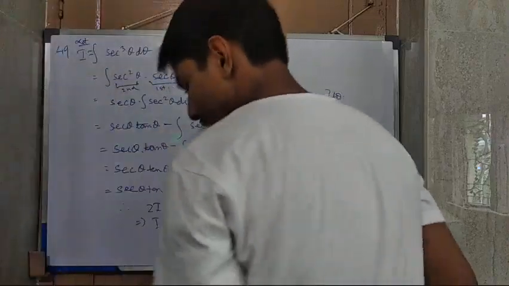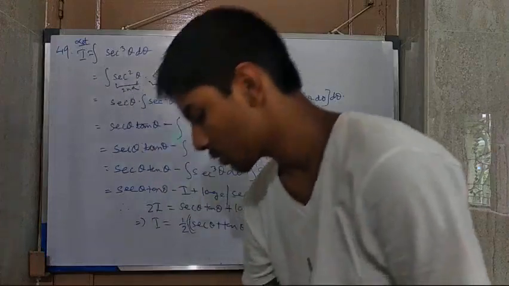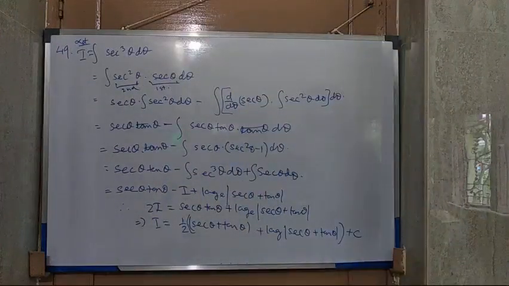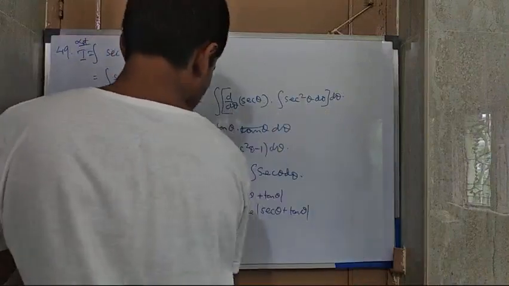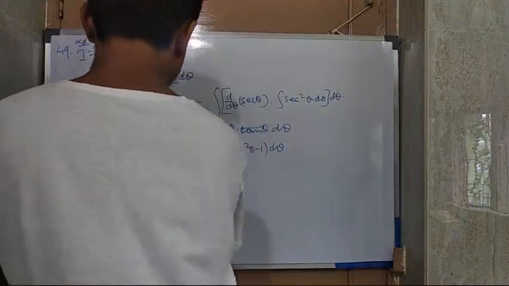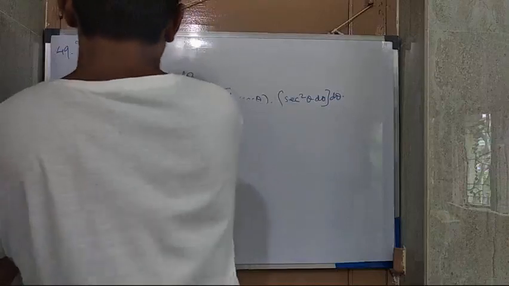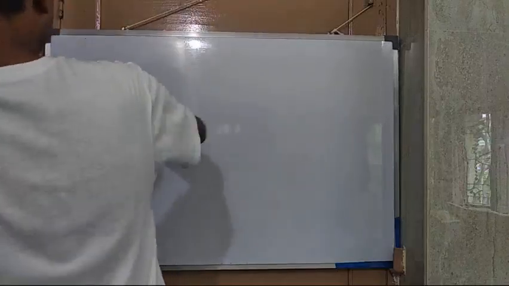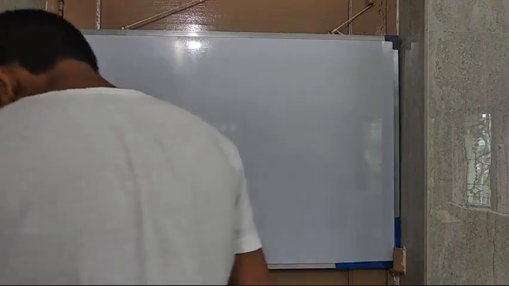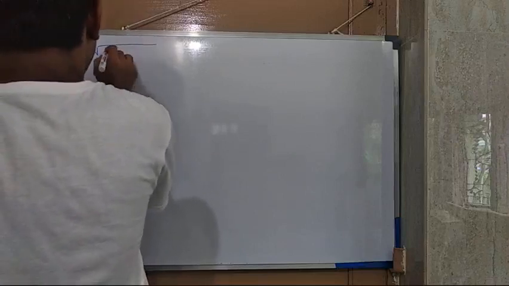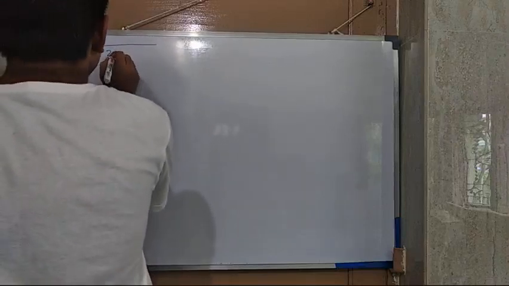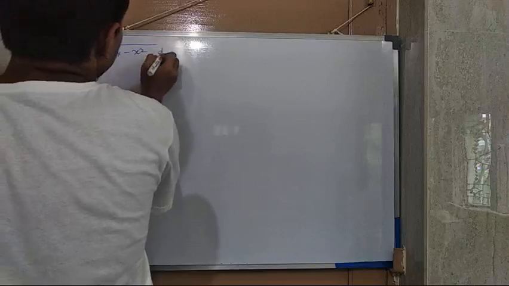So this is our 49th question. Let's proceed to the 50th question. And yes, we are halfway done. The 50th question is the integral of root under 2ax minus x squared dx.